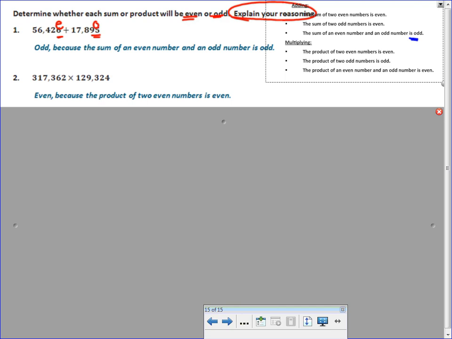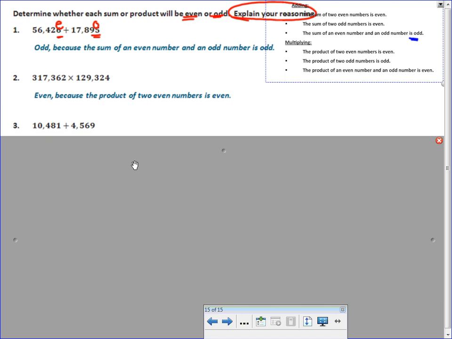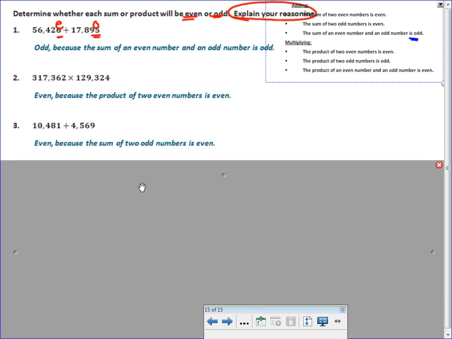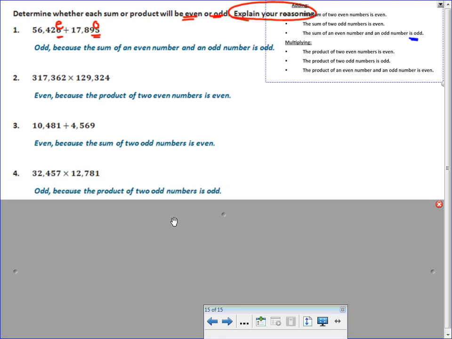So number three, you have an odd plus an odd. So the sum of two odd numbers is even, according to our notes. So you write that down. All right, the next one. Odd times an odd is odd because the product of two odd numbers is odd. We proved that earlier in the lesson.